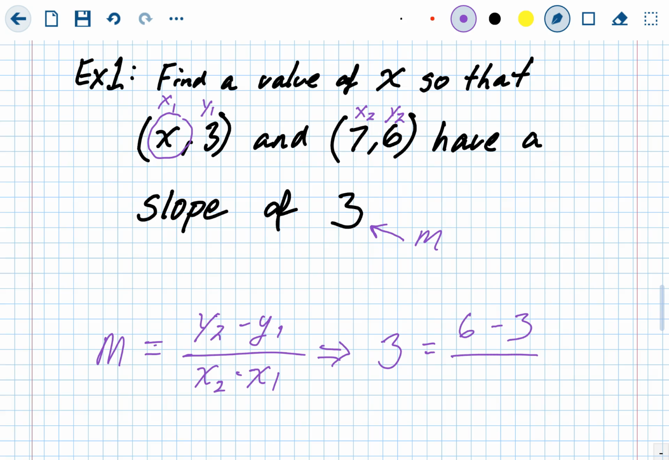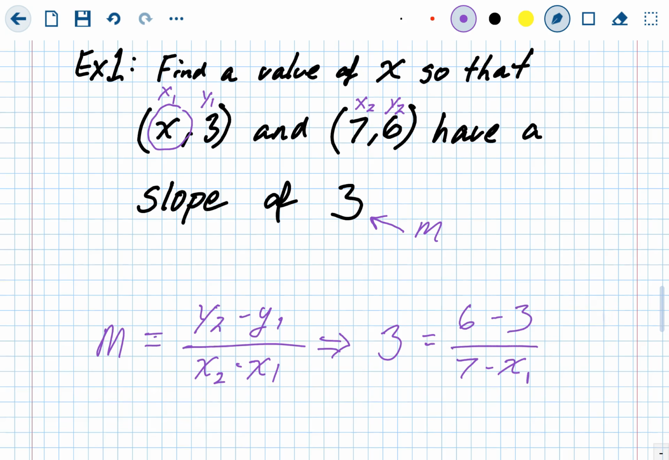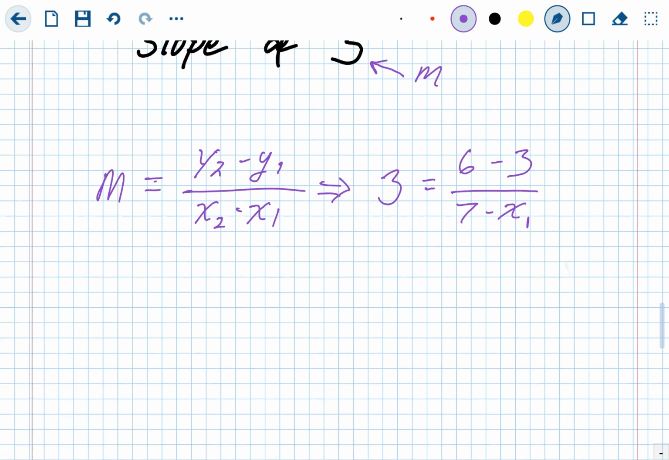x2 minus x1. x2 was 7, and x1 is what we don't know. Okay. x1 was just x. Okay, we can label it x1. Alright, this is an equation that we can solve. Because again, we're only missing one of the variables.